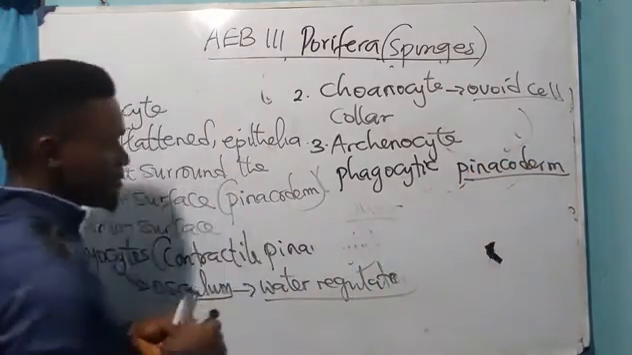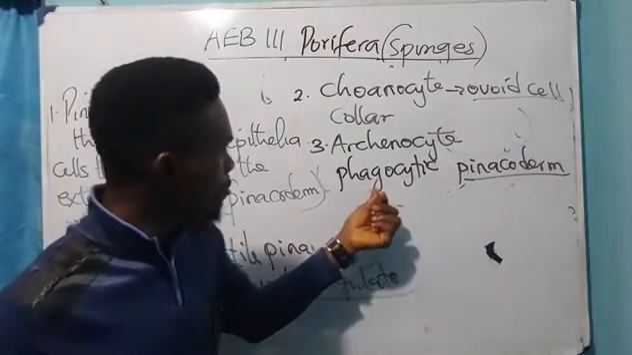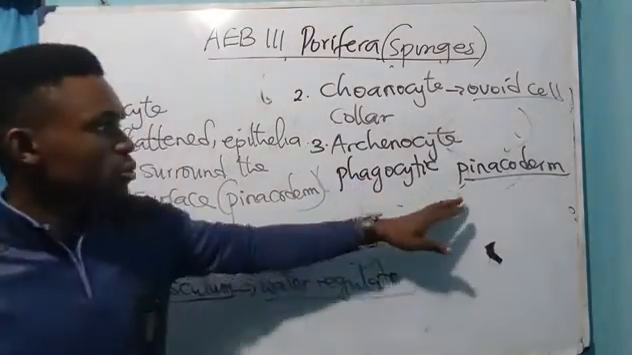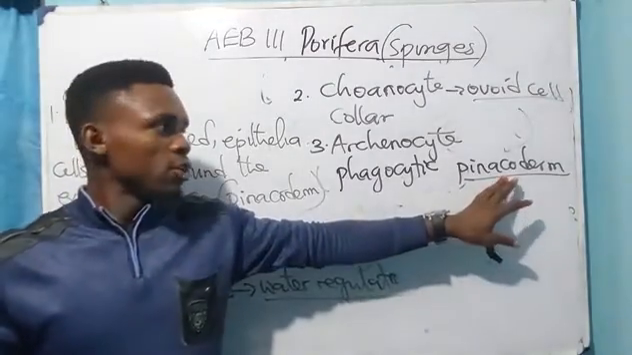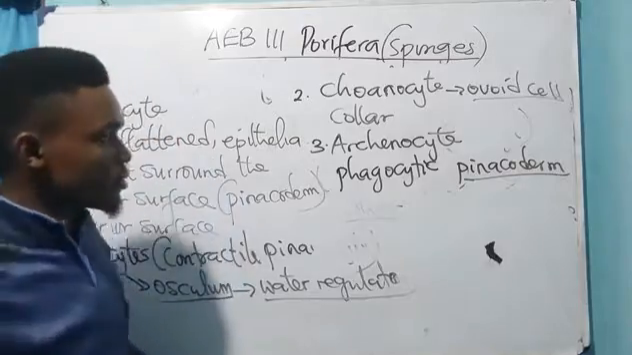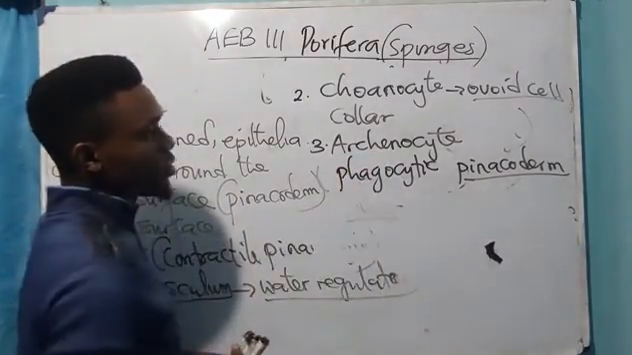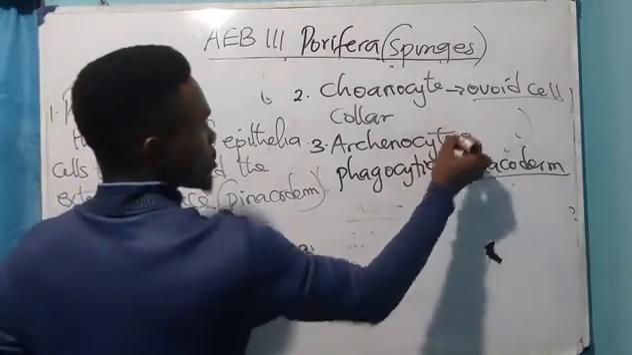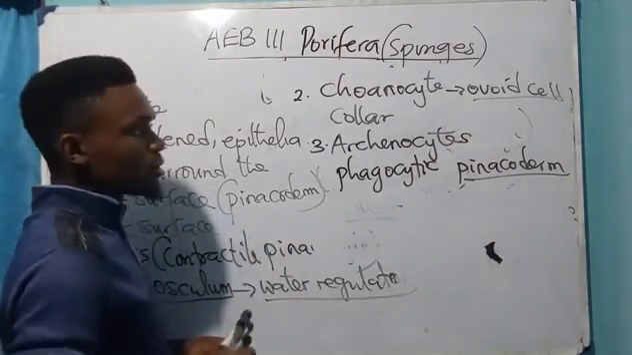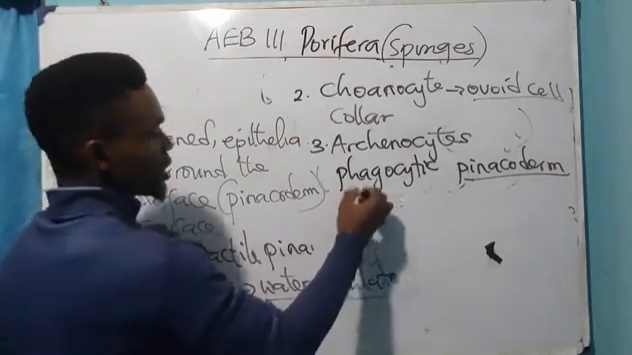Alright, it phagocytizes food particles in the pinacoderm. You know the pinacoderm is the exterior surface of the sponges, okay? Now, the acanthocytes also have the ability to collect food materials from the choanocyte for digestion.